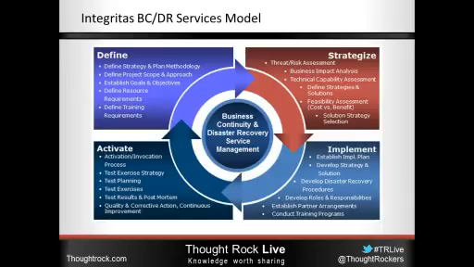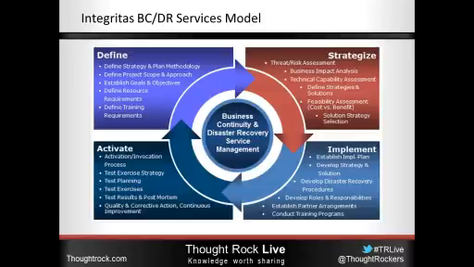Services model. Typically, what are the services and the activities to build a business continuity DR solution, we can categorize in 4 main quadrants. The definition, up in the top left. Then there's a strategic or strategizing of the plan itself, where we put the strategy together. And then there's the implementation of that strategy.